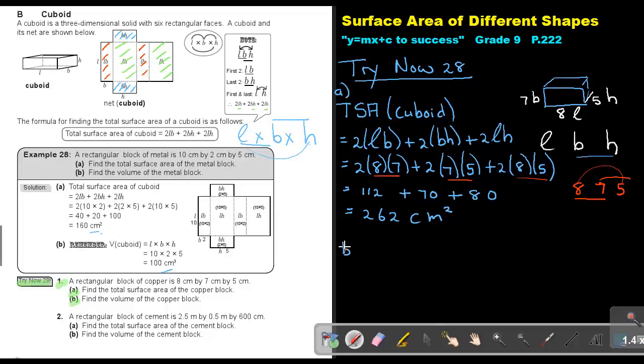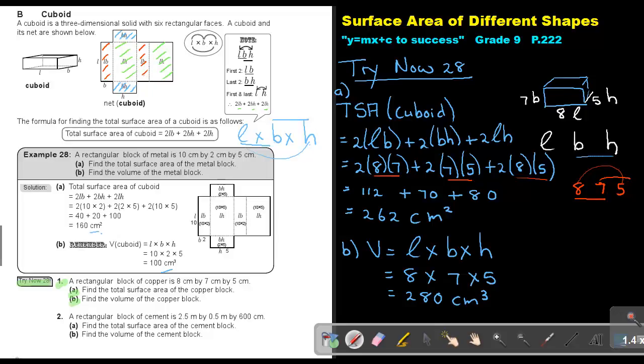And then number B, find the volume. So volume is just easy. Length times breadth times height. It's a cuboid. So then it's 8 times 7 times 5. And the volume will be equal to 280 cubic centimeters. Square centimeters for surface area, cubic centimeters for volume.